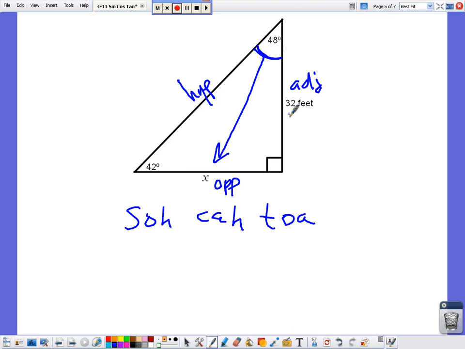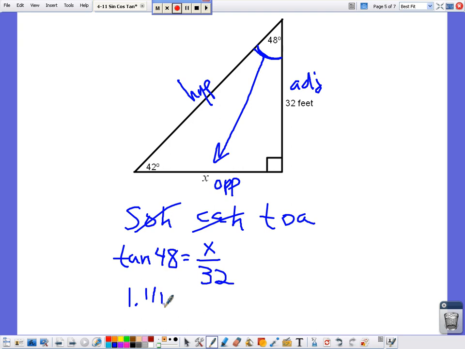So tangent of my angle, which is 48 degrees, is equal to the opposite side length, which is x, divided by the adjacent side length, which is 32. So tangent of 48 degrees, I'll quickly calculate that. And I get 1.11, well, I could do one more 1, I guess, if I round, equals x over 32.